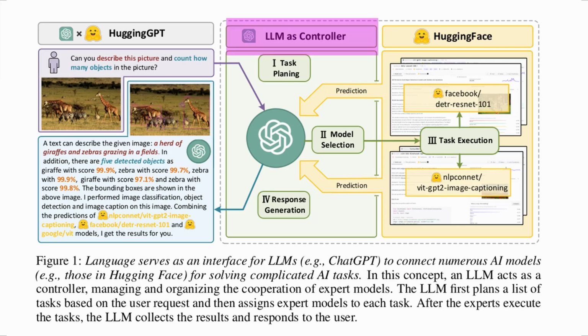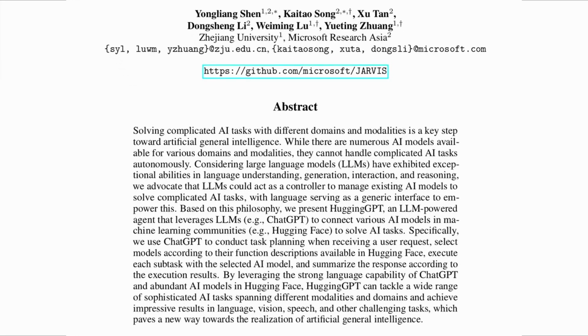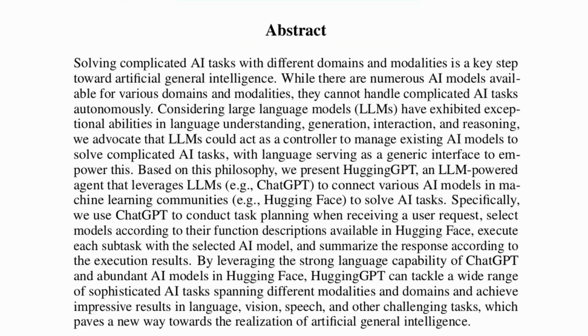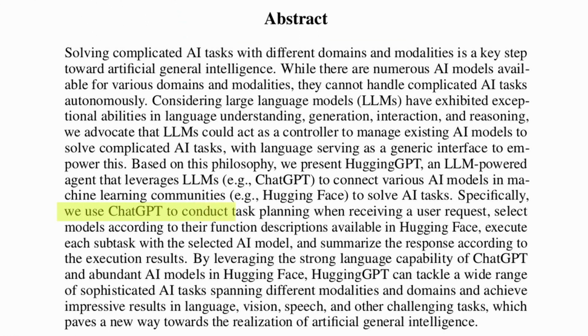This concept of AI as a controller of other AI models has already been implemented in HuggingGPT, as described in this paper. What the authors have done is essentially use ChatGPT as a controller to receive the task prompt from a user and then divide it into subtasks.